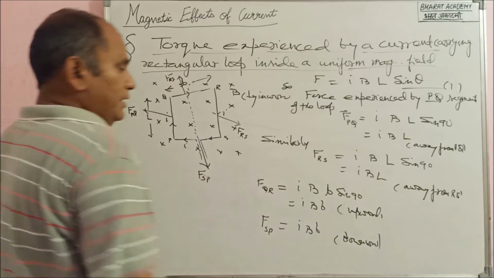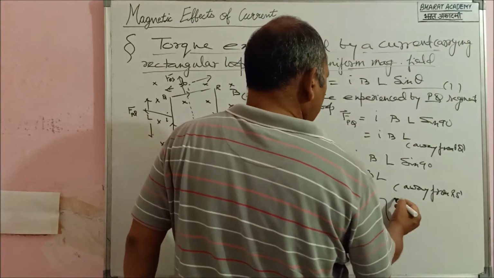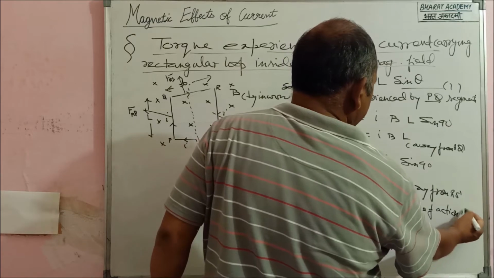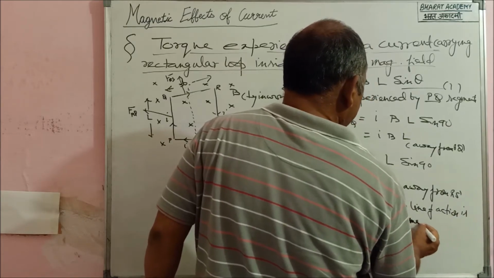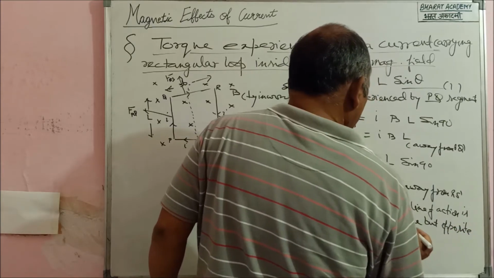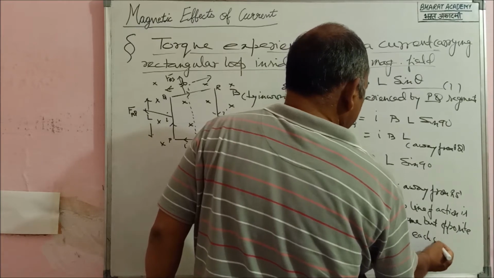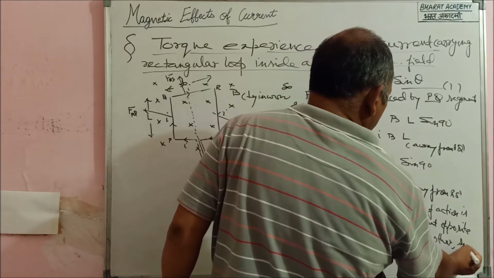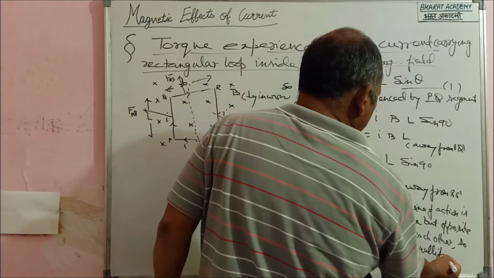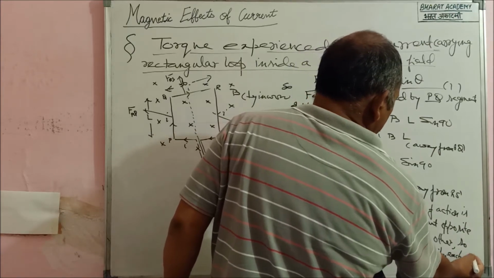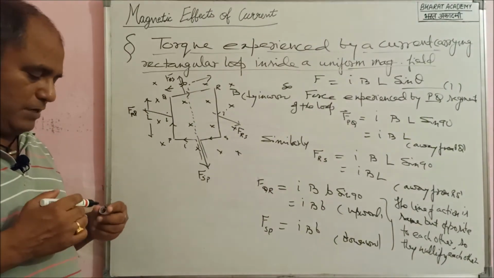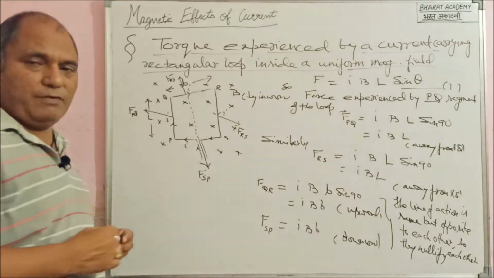So what happened actually, in the practical aspect, is that the line of action of FQR and FSP is the same but opposite to each other. So they nullify each other. Means these two forces have no impact on the loop. So what is left? These two forces, FPQ and FRS.